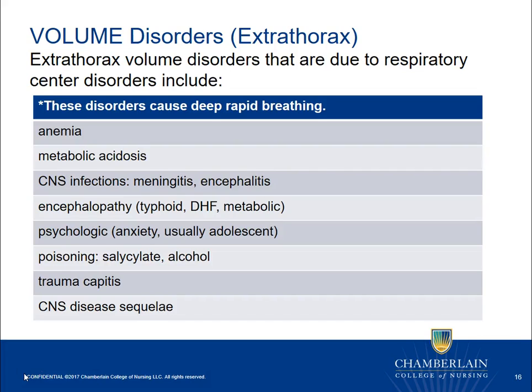Extrathorax volume disorders that are due to respiratory center disorders include anemia, metabolic acidosis, CNS infections such as meningitis and encephalitis, encephalopathy, typhoid, DHF, metabolic. Psychologic anxiety, usually in adolescents. Poisoning, salicylic, alcohol, head trauma, and CNS disease sequelae. These disorders cause deep, rapid breathing.